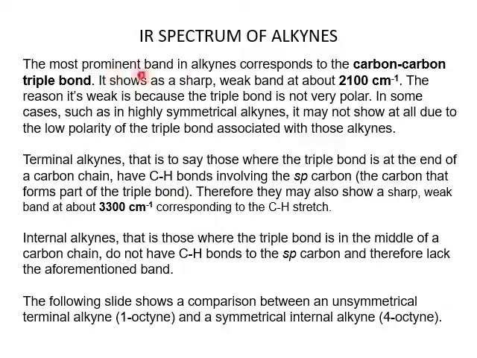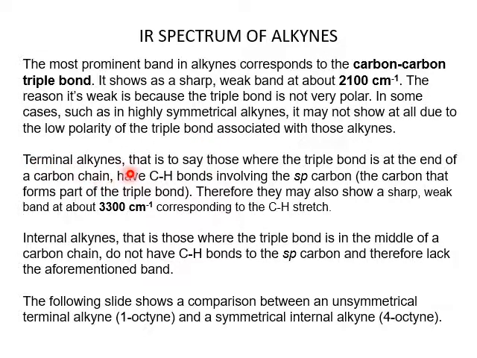The most prominent band in alkynes corresponds to the carbon-carbon triple bond. It shows us a sharp, weak band at about 2100 inverse centimeters. The reason it's weak is because the triple bond is not very polar, but like I mentioned earlier, in highly symmetrical alkynes, it will not show due to the very low polarity of the triple bond, or there should be no polarity. It should be a non-polar bond.